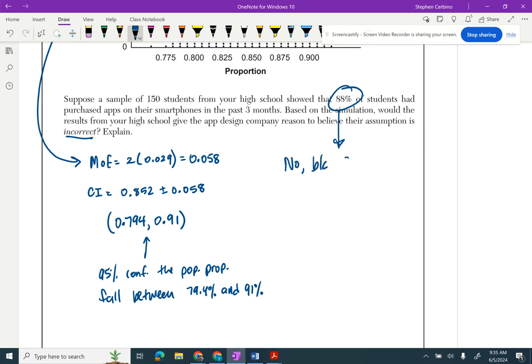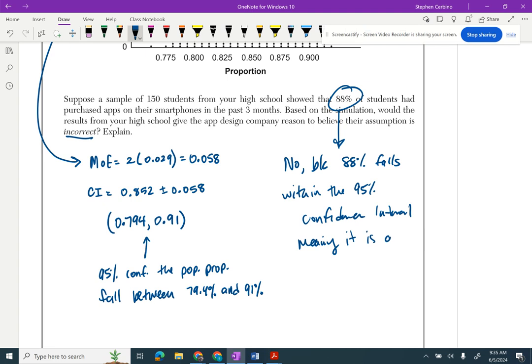Because 88% falls within the 95% confidence interval, meaning it is a plausible outcome. Right? It wouldn't be an outcome that we'd be shocked about. If the number that they got from the sample of 150 students was outside the confidence interval, we wouldn't be confident that that could be the actual answer, so we'd agree that it would be an incorrect statement.